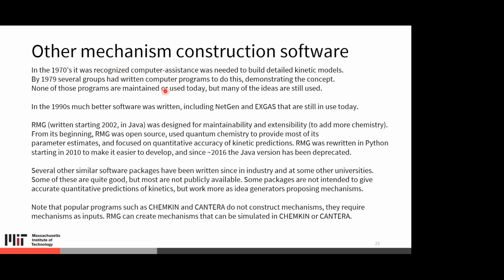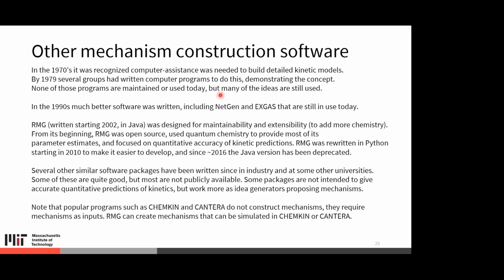However, that work in the 70s inspired people in the 1990s to try again. And in the 1990s, much better software was made. There are 2 programs, NetGen and XGAS, that I'm aware of that were made in the 1990s that are still widely used today, still running programs. So that's pretty good, to last for more than 20 years, almost 30 years, as a working program.